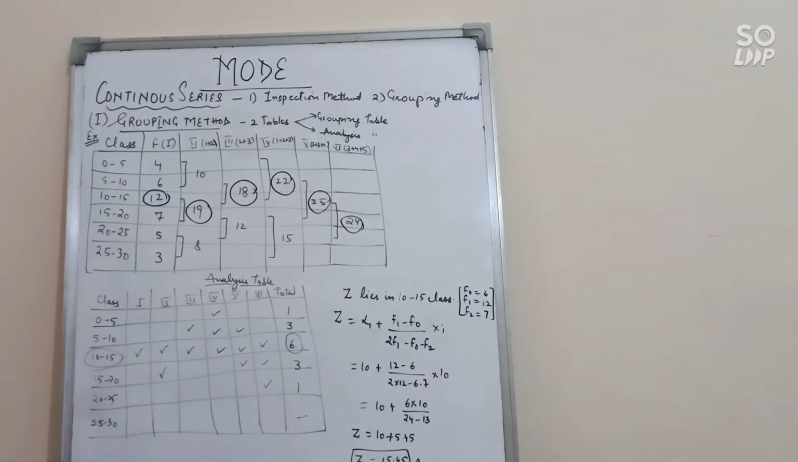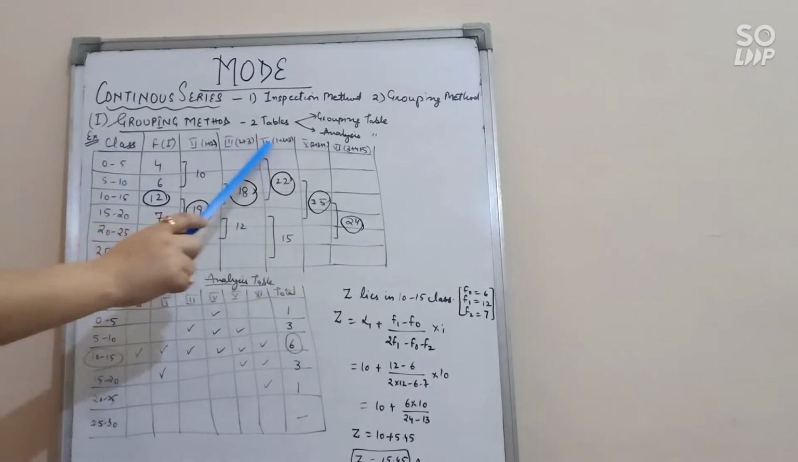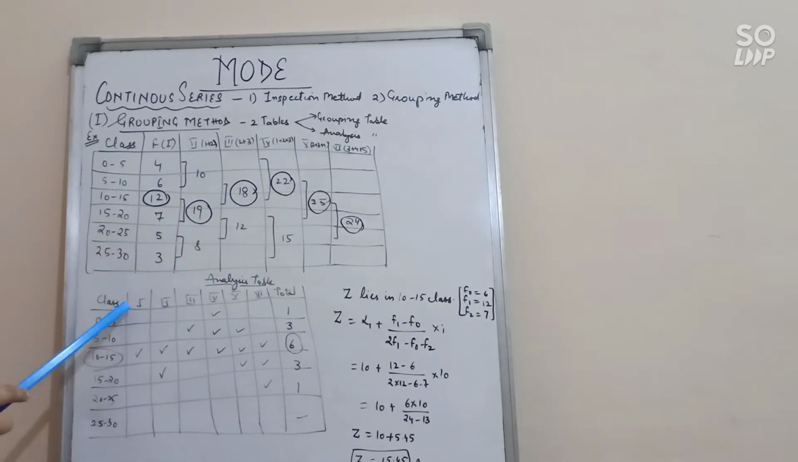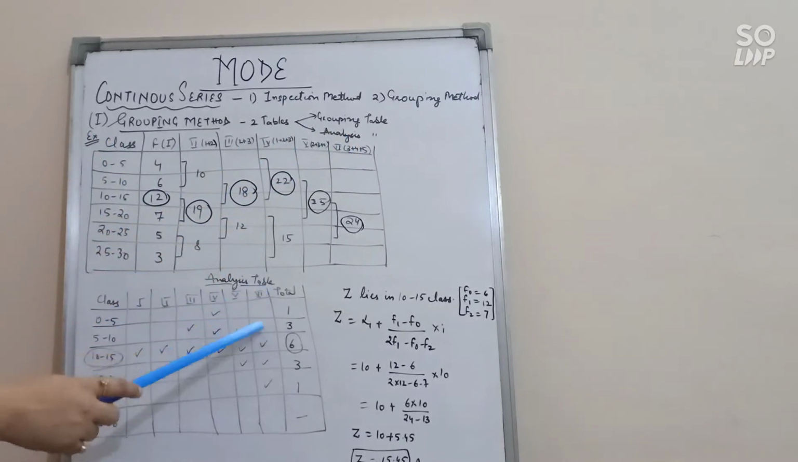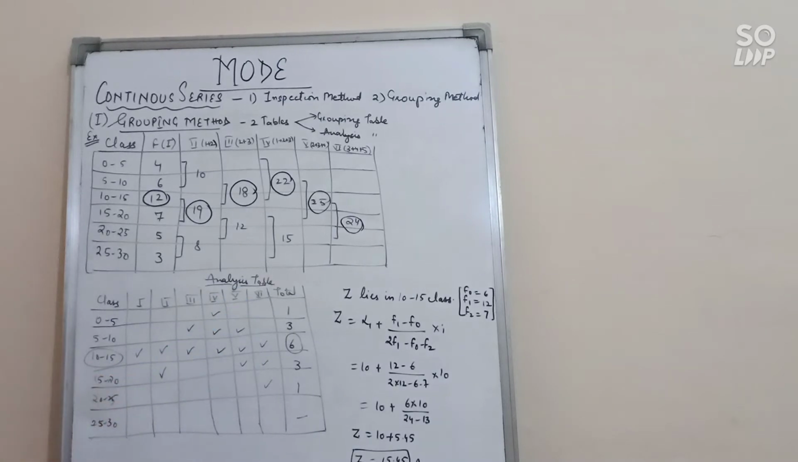So let's see how you make the analysis table. Classes you again write here, and the names of the columns of the frequencies, that is 6 columns, 1, 2, 3, 4, 5, 6. You will not write any value. Now we will check the highest value of each column and in which group it lies. In the first column 12 is the highest value and it lies under the 10 to 15 group. So you will mark a tick here.